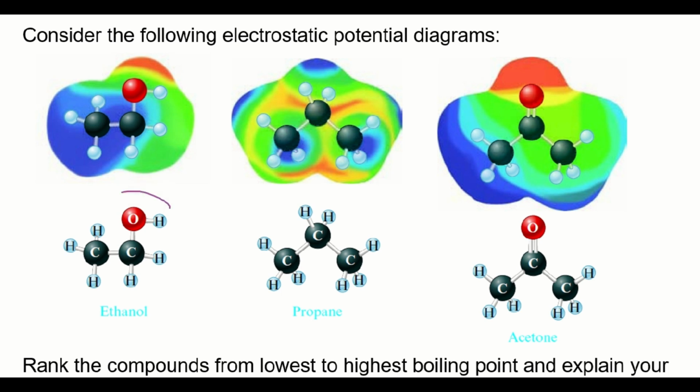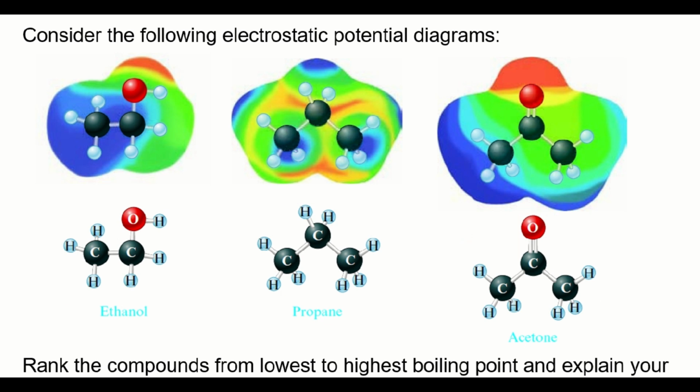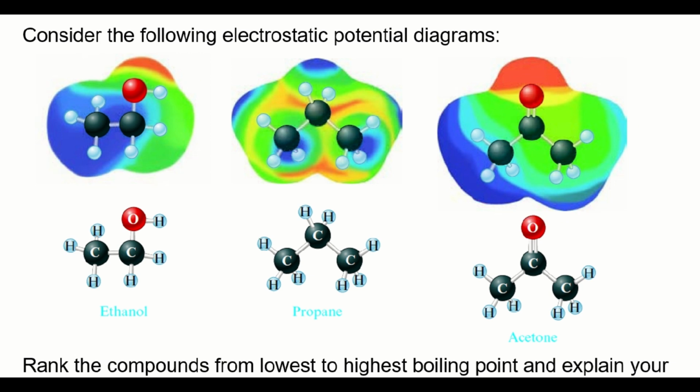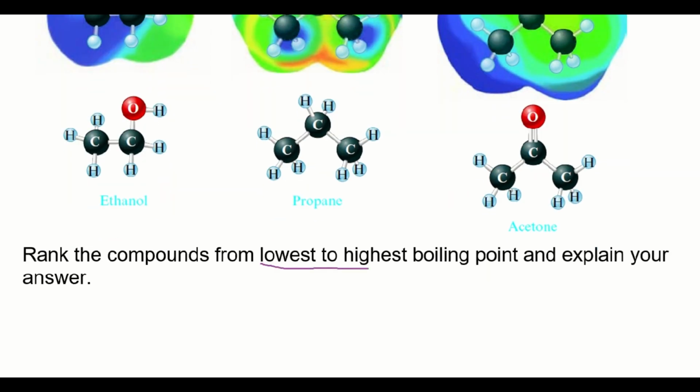We're asked to compare three compounds: ethanol, propane, and acetone. You can tell by the electrostatic potential diagrams that ethanol and acetone are both polar molecules, whereas propane is nonpolar. The question is asking us to rank from lowest to highest the boiling points of these substances.